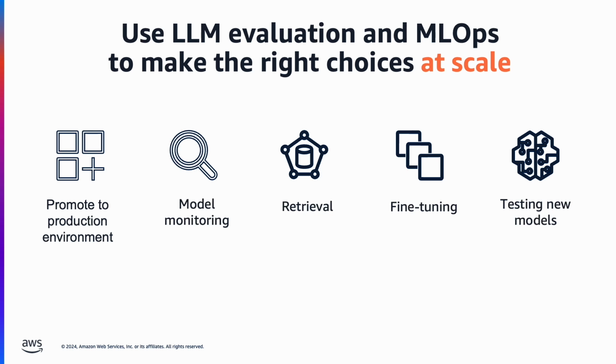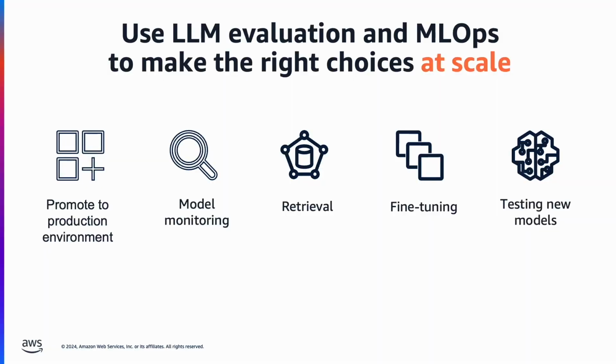So what we're going to evaluate today is using LLM evaluation and then MLOps to make the right choices at scale, really. So we learned about the FM eval library and how we can use that to evaluate a single model. Now we're going to use that to learn how to evaluate many models at the same time, by running different jobs and different processes. This is going to enable us to promote those models and the customized models to production environments faster, because we can build one pipeline to then promote models as they meet that criteria.